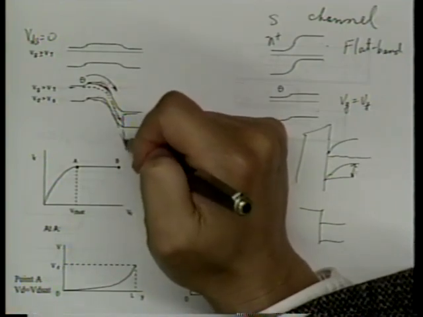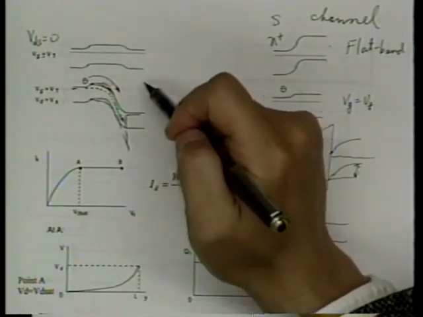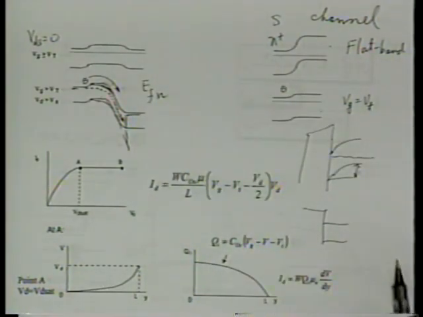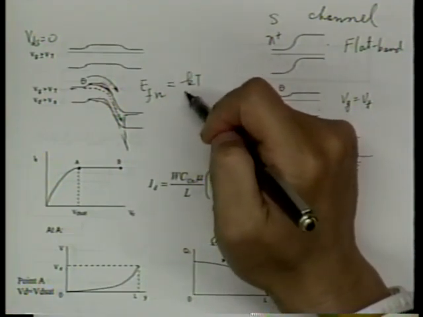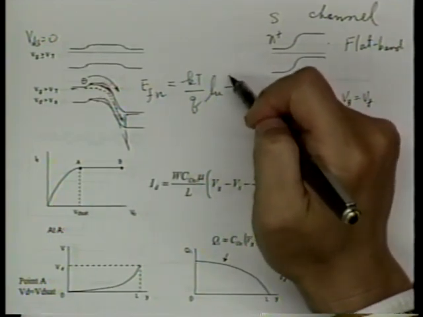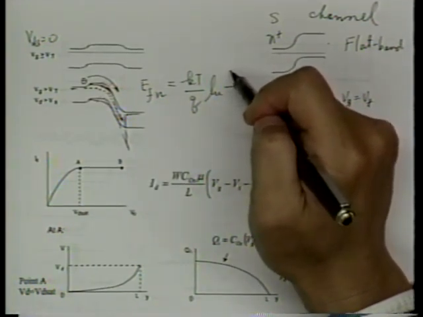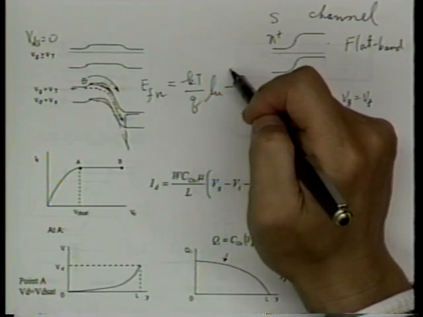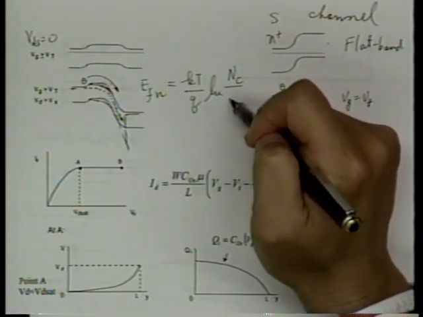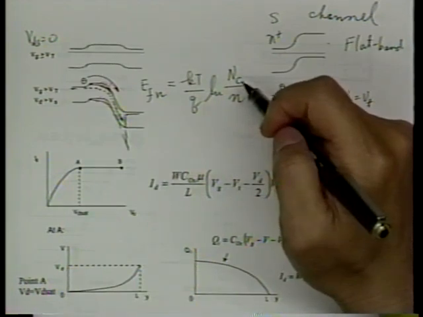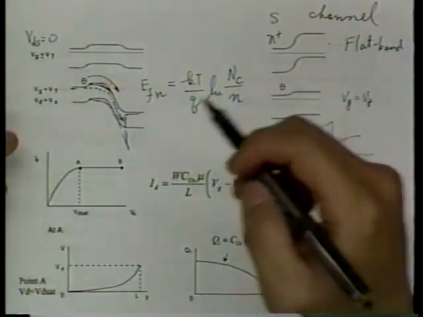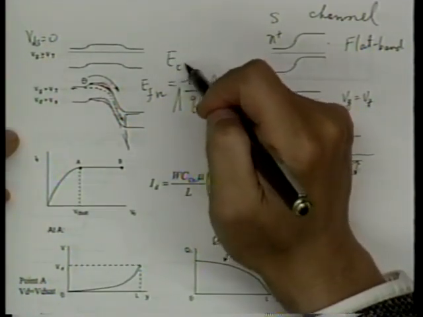So what I'm drawing is what I will call the quasi-Fermi level for electrons, and you will define it this way. Let me think. I'll use log of NC over N, the electron concentration. And EFN will be EC minus that. So this will be the conduction band edge minus this.